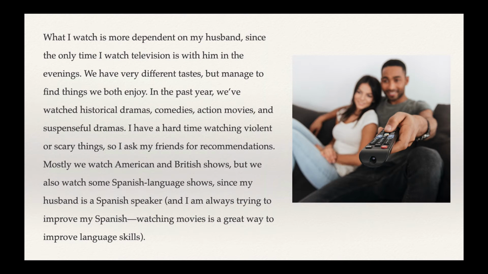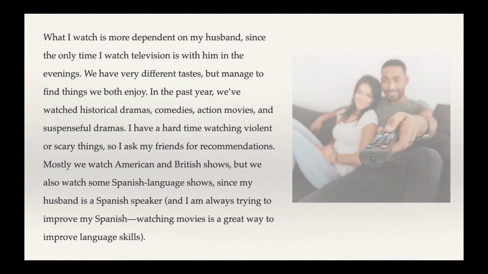Mostly we watch American and British shows, but we also watch some Spanish language shows since my husband is a Spanish speaker, and I'm always trying to improve my Spanish. Watching movies is a great way to improve language skills.